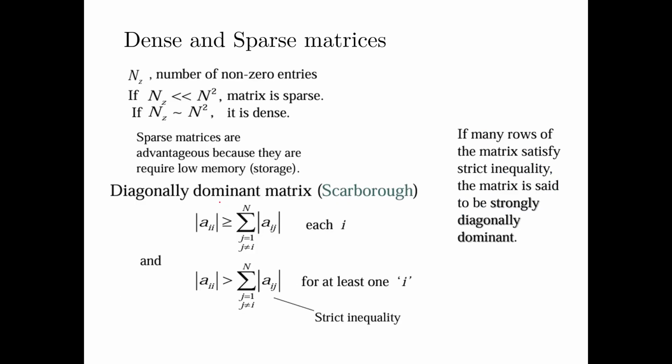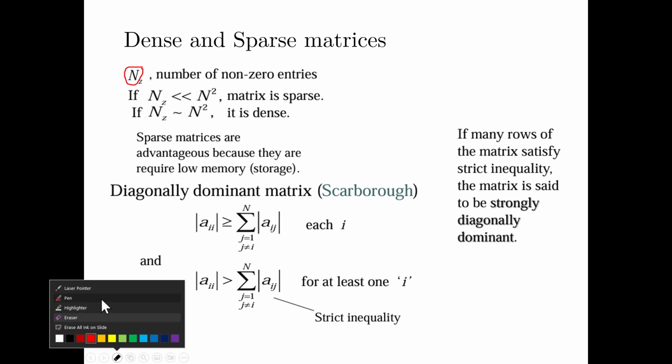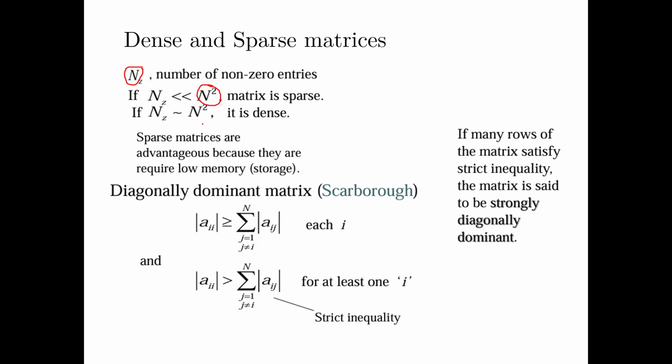Now let us look at dense and sparse matrices. Suppose I write the number of non-zero entries in a matrix as nz. Here I am talking only about square matrices, so the total dimension of my matrix is n square. Now, if the total number of non-zero entries is very much less than the total number of entries in the matrix, then that matrix is called a sparse matrix.